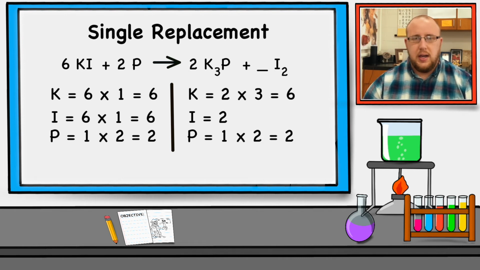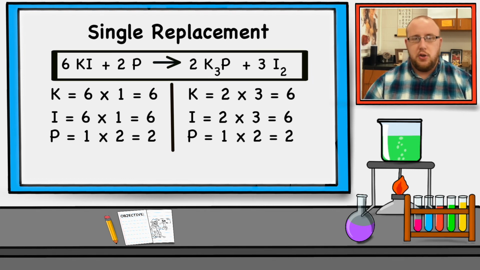So now we've got to go in and get our iodines. On our reactant side, we have 6. On our product side, we only have 2. Well, for I2, how to get that to 6, all we're going to do is put a coefficient of 3, because 3 times 2 is going to give us 6. Once I do that, that brings my iodine on my product side up to 6. Now we have 6 potassiums on both sides, 6 iodines on both sides, and 2 phosphoruses on both sides. So that gives us a balanced equation of 6KI plus 2P yields 2K3P plus 3I2.